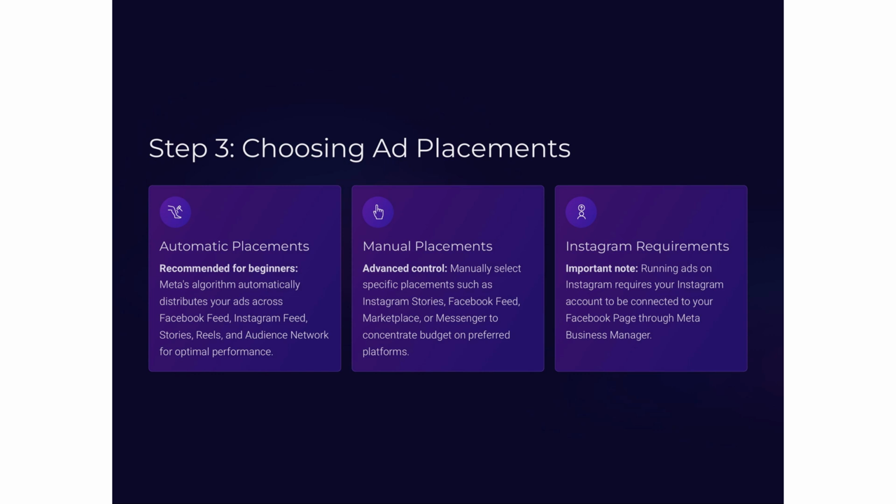Automatic placements leverage Meta's algorithm to optimize ad distribution across platforms like Facebook and Instagram. For more control, manual placements allow targeting specific areas such as Instagram stories or Facebook feed. Ensure your Instagram account is linked to your Facebook page via Meta Business Manager for seamless ad integration.